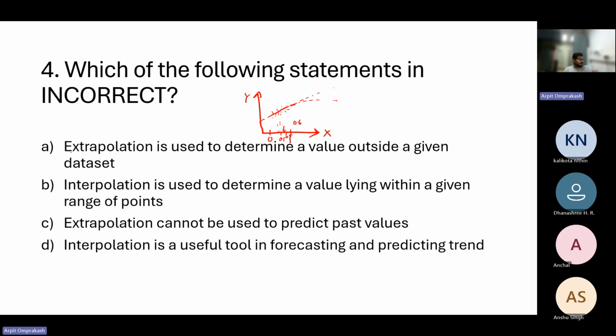Based on that, extrapolation is used to determine a value outside a given data set. That is a correct statement. Interpolation is used to determine a value lying within a given range of points. That is also correct. Extrapolation cannot be used to predict past values. That is incorrect.